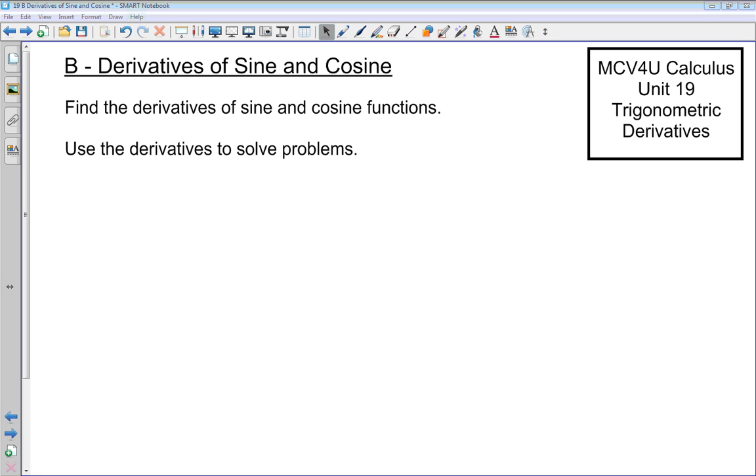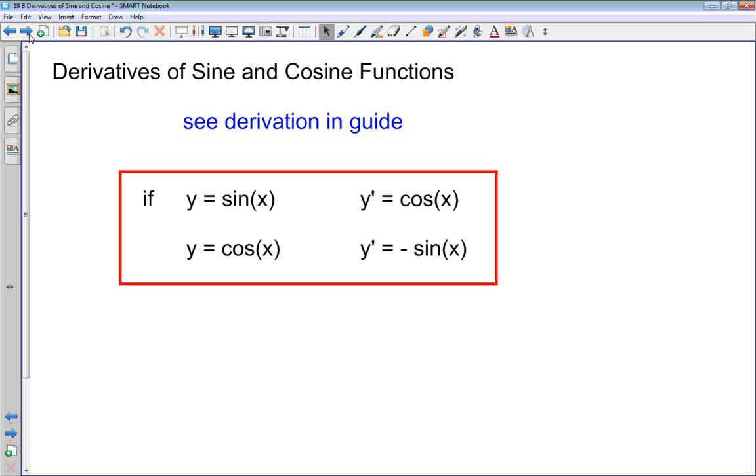So in this lesson, we're going to take a look at how you calculate the derivatives of the sine and the cosine function. And eventually, we're going to use these derivatives to solve the type of problems that we've been solving throughout the calculus portion of this course. If you're interested in the derivation of the derivatives of sine and cosine functions, they are derived in the learning guides. We are just going to quote the results right here.